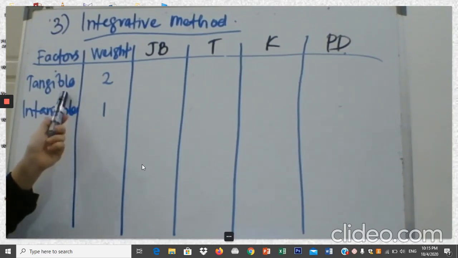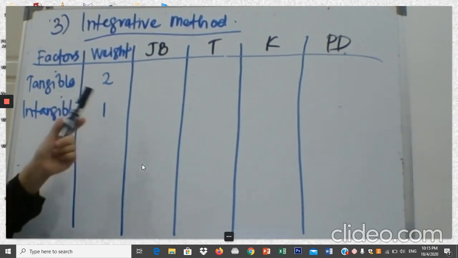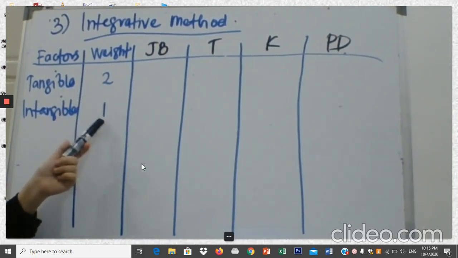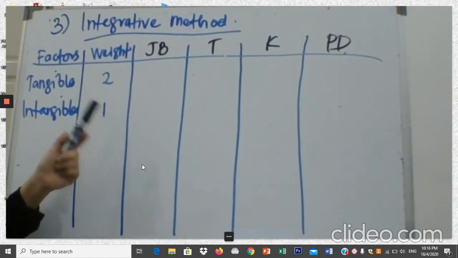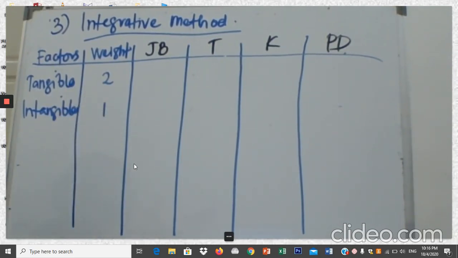Why? Because between these two, tangible is the more important factor. Kenapa? Sebab tangible is the cost factor. Cost is more important than the ratings. So that's why tangible is given a weight of 2, intangible a weight of 1. So this has been fixed. So don't ask me, can you change or not? It cannot be changed, it has been fixed. So this is how you write it. The weights for tangible and intangible factors are automatically written as 2 and 1.